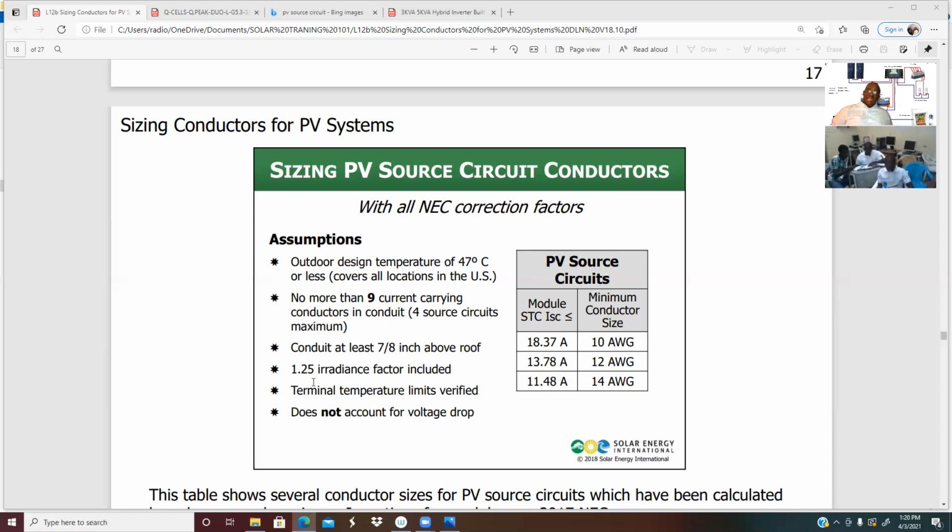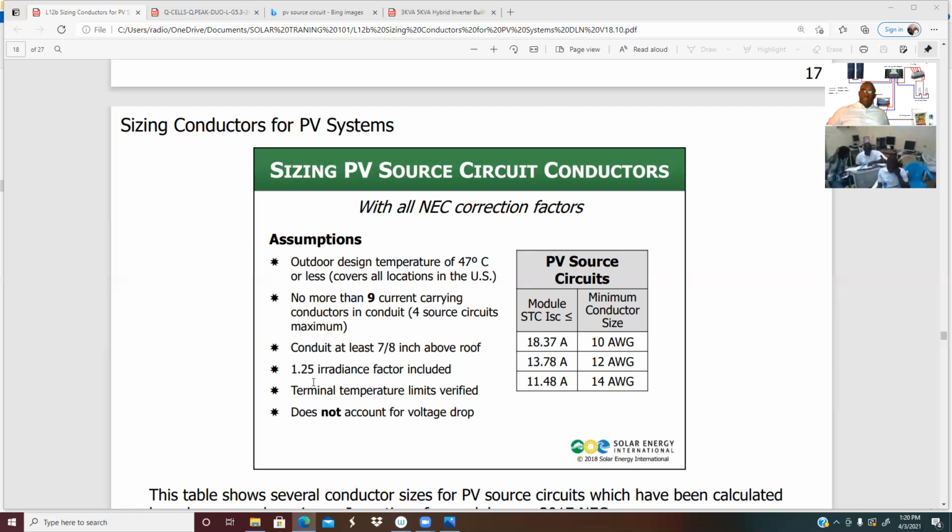Do you notice that the higher the ISC, the smaller the cable? Do you notice that? 14 will work very well. Always remember, the higher the number, the smaller the wire. Yes, the higher the number, the smaller the wire.